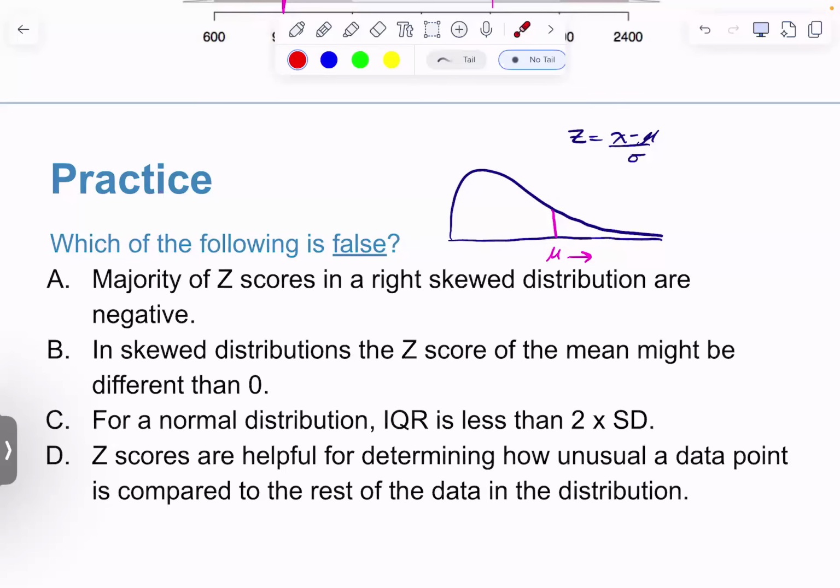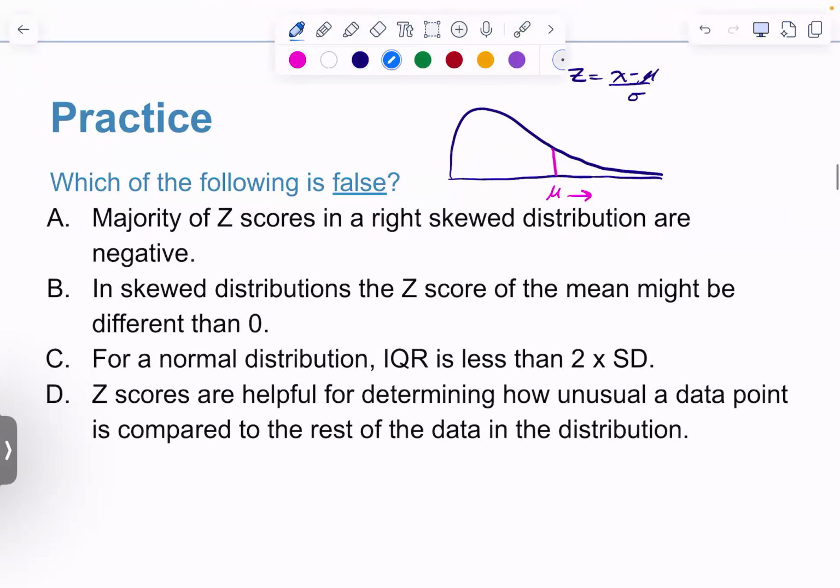But now, here I see all my negative Z's, and these guys would be my positive Z's. So the majority of Z-scores in a right-skewed distribution are negative. That's true. Wow, that was a lot of work for a true statement. Would have been nice if it was false right away. All right, we'll talk about all of them though.